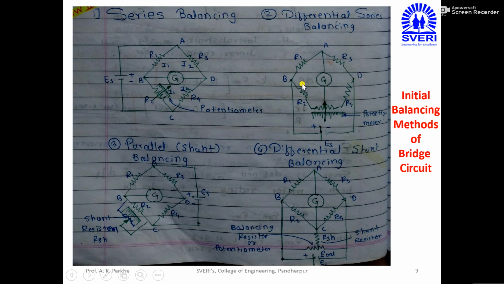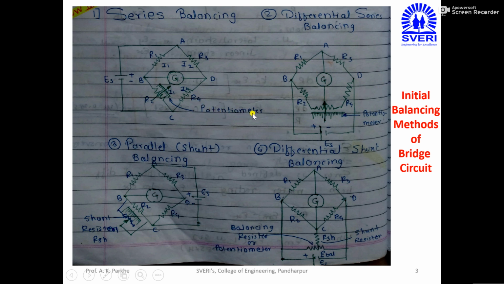But once again, if I have to balance R1 and R3 simultaneously, one more potentiometer is required in differential series balancing. So in series balancing, 4 potentiometers are required, and in differential series balancing, 2 potentiometers are required. Also, fine control is not possible in differential series balancing. That means in both series balancing and differential series balancing, fine control is not possible, because by using this potentiometer or variable resistor, only coarse control is possible.